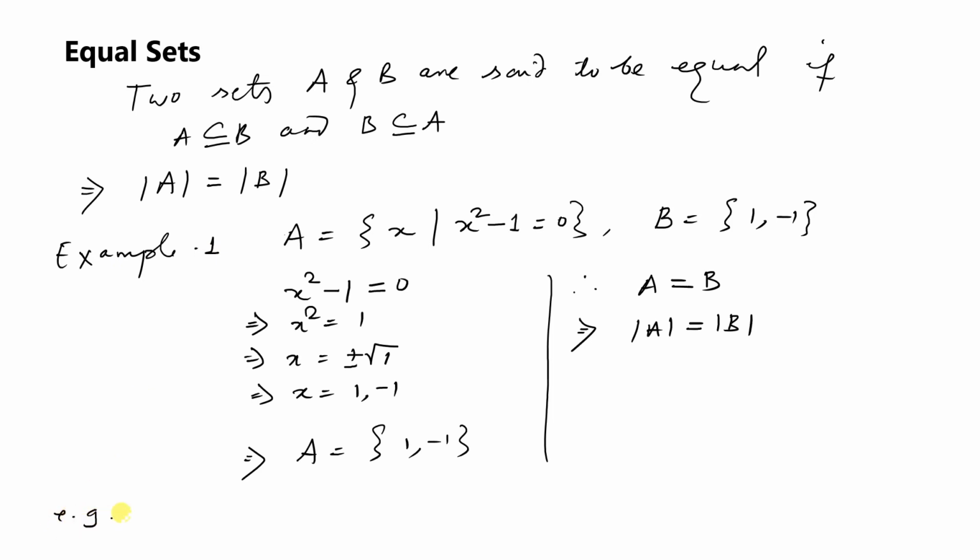If I take example number 2, if A is equal to {1, 2, 3} and B is equal to {a, b, c}, are these two sets equal? No. See here, the cardinality of A and B are the same, but the elements are not the same. So that is why we can say set A is not equal to B. Understood? So it's very clear. Equal sets.